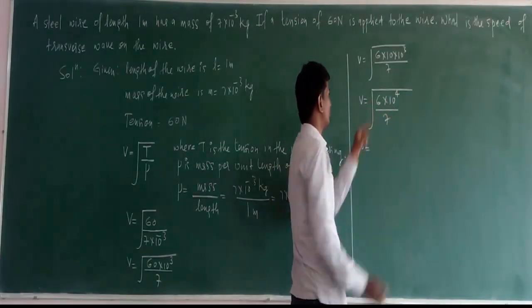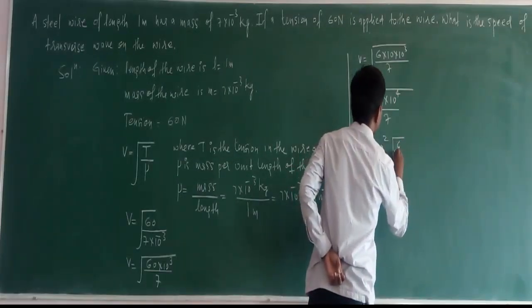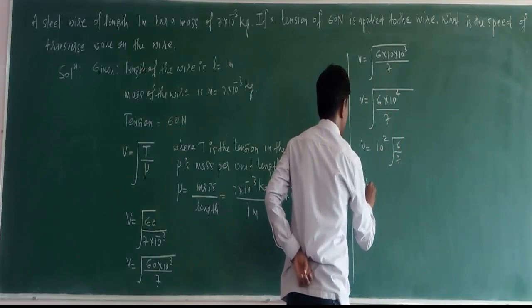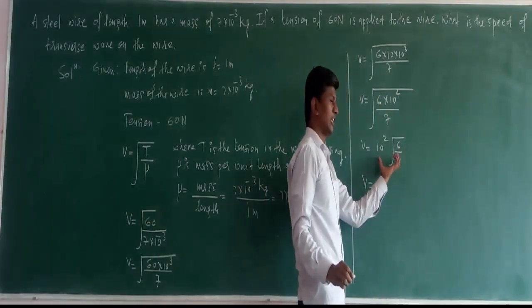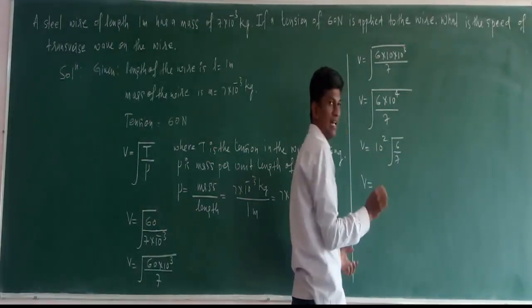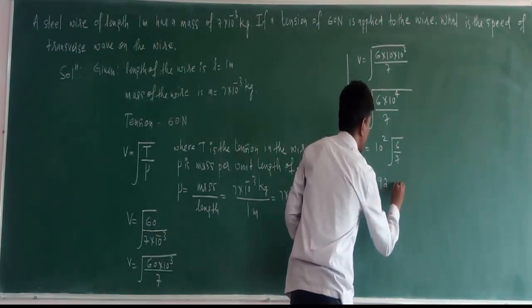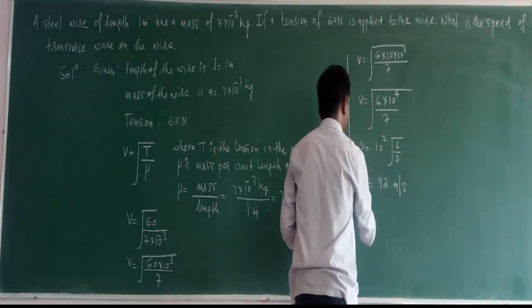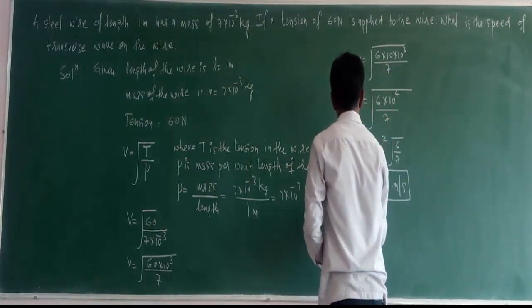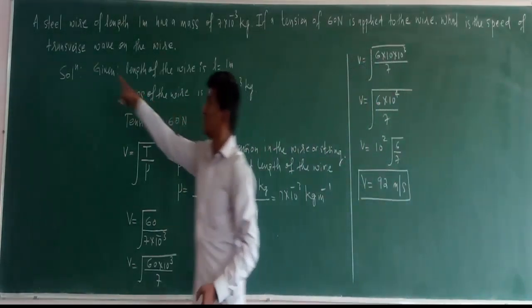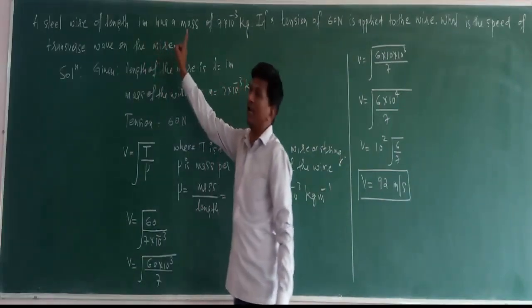Take it outside from the root. Then it becomes 10 raised to 2 times root of 6 divided by 7. Once you simplify this equation, you get nearly 92 point something. So 92 meter per second. This is the velocity of the transverse wave in the wire.